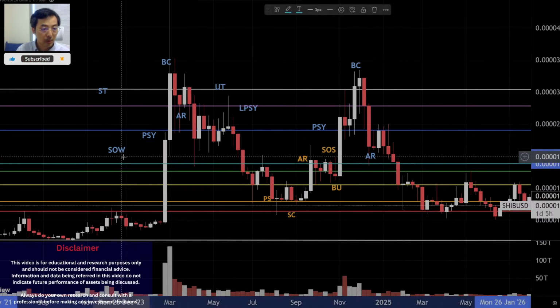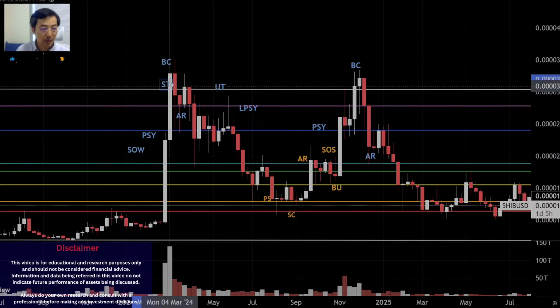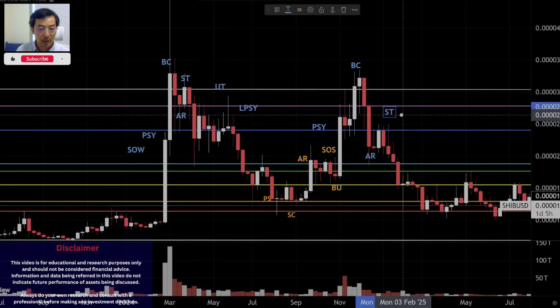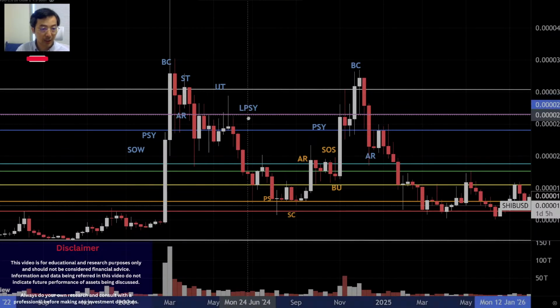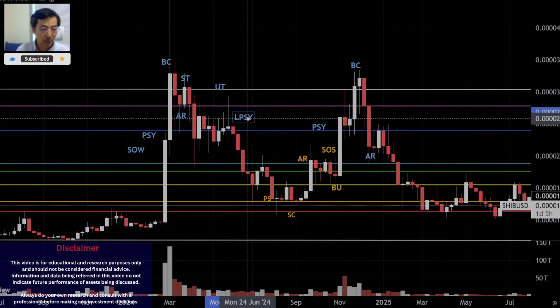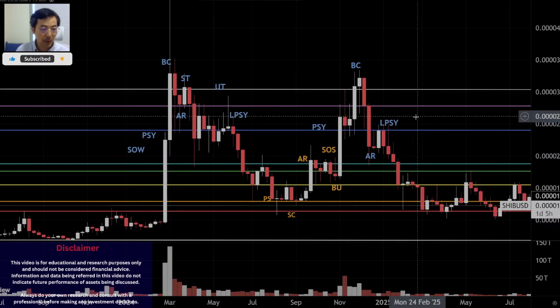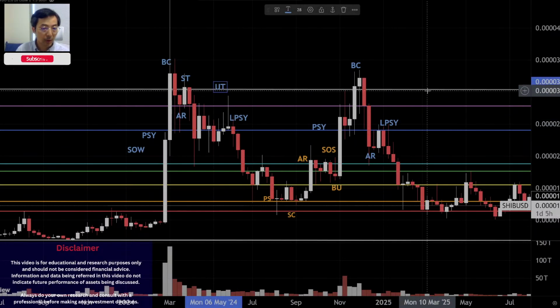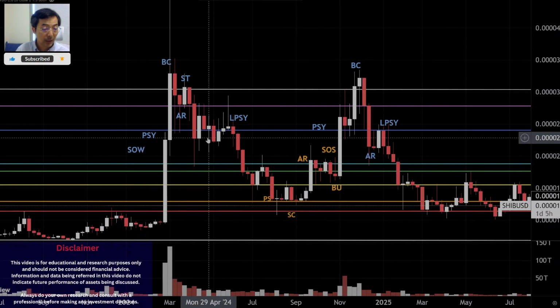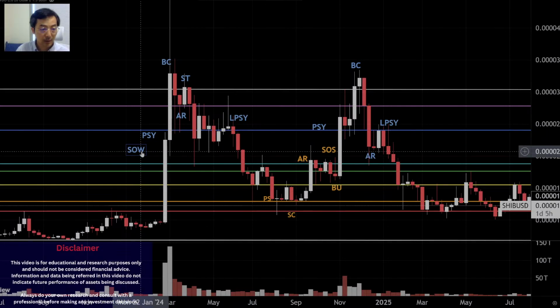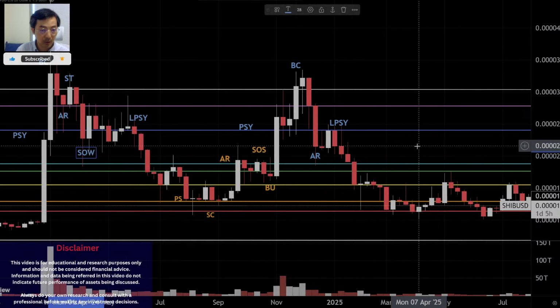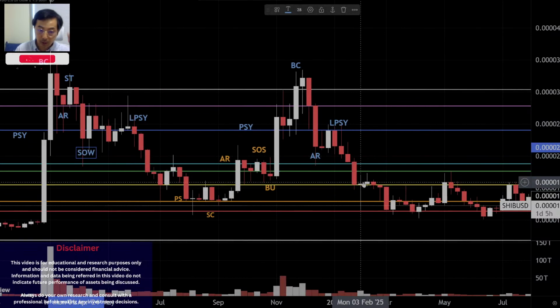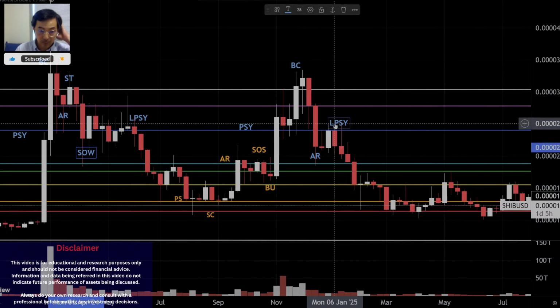Now, second test. Here, there's one second test. Very low second test over here, and it's not even the second test. I don't want to move the lines. That's an LPSY over here. No upthrust at the time being, and sign of weakness. Absolutely, there is one over here. This goes all the way down. I don't even consider there's a sign of weakness.